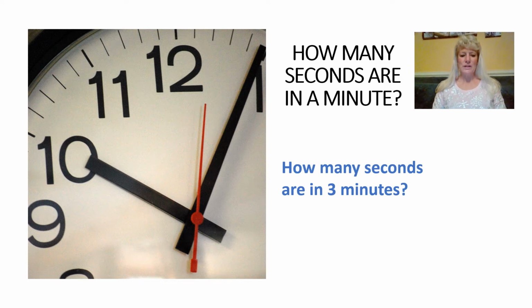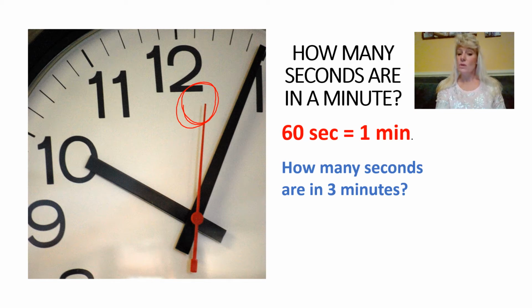All right, the first one is how many seconds are in a minute? Now, if we're trying to figure out how many seconds are in a minute, what we actually mean is this right here that I'm circling is the seconds hand. And that means it has to go around one full circle before it's been a minute. And what it does is it goes around 60 seconds in order to be 1 minute.